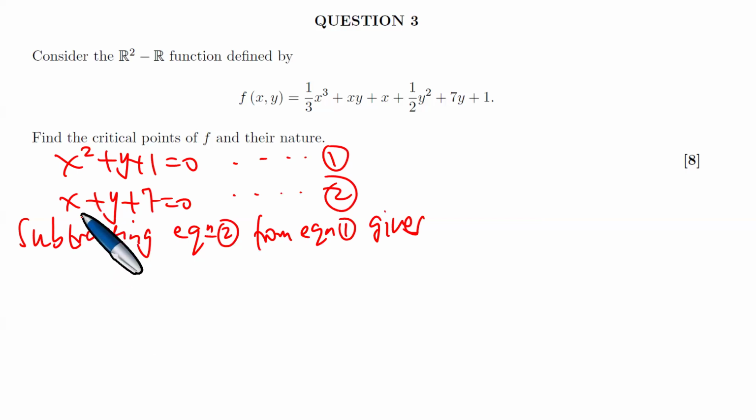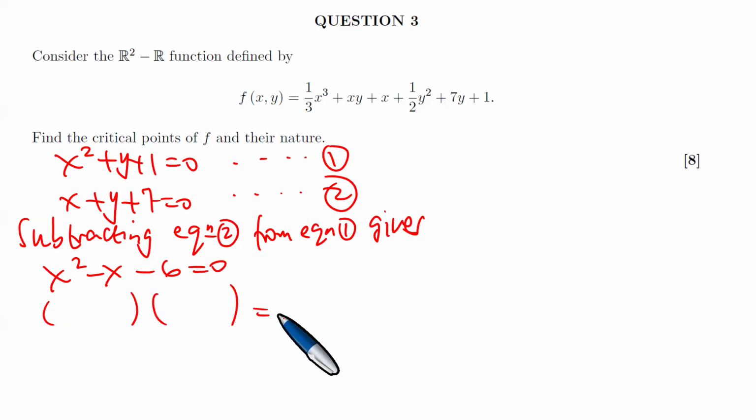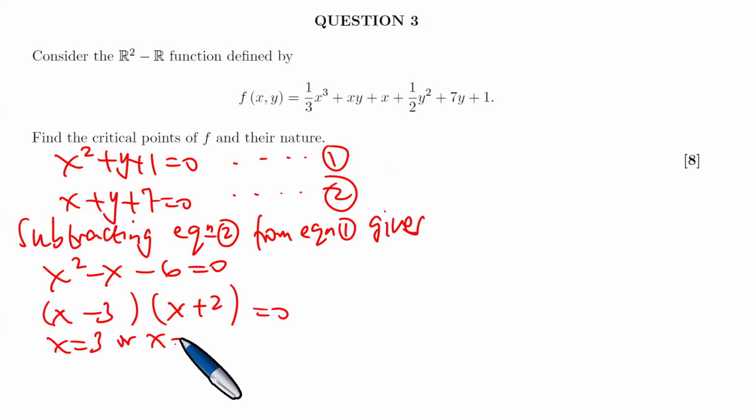Okay, subtracting these two equations. Subtracting equation 2 from equation 1, you'd have x squared minus x. So the y minus y is 0, and then we have 1 minus 7 giving us a minus 6. Okay, let us quickly factorize this one. I know it's easy. Factors of x squared are x and x, and then we have minus 3 plus 2. Upon careful examination, we have x equals 3 or x equals minus 2.